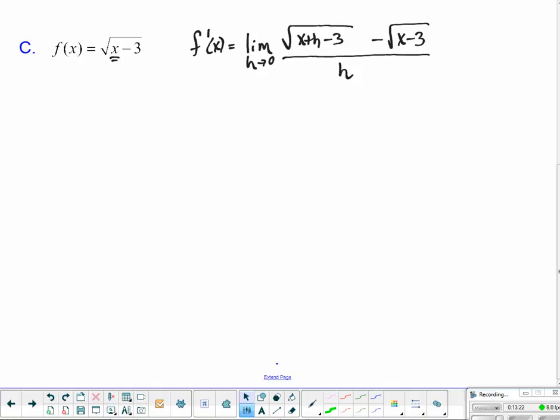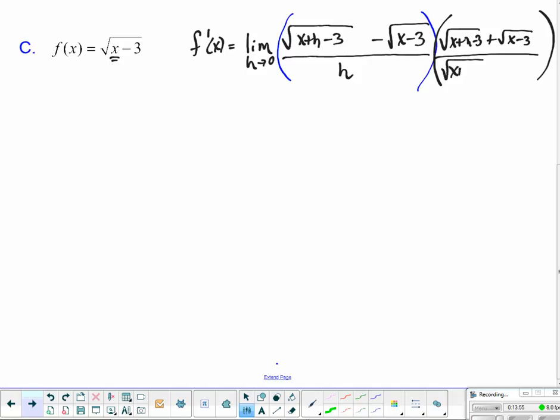Could I plug in 0? Well, no, that wouldn't work so well, would it? Because 0 would give me a division by 0, and that's not going to be super helpful. What we will want to do, and maybe you can remember back to chapter 1, how to work with limits with radicals in them, is multiply by the conjugate. So I'm going to multiply by the square root of x plus h minus 3 plus the square root of x minus 3, all over that same numerator, the square root of x plus h minus 3 plus the square root of x minus 3.